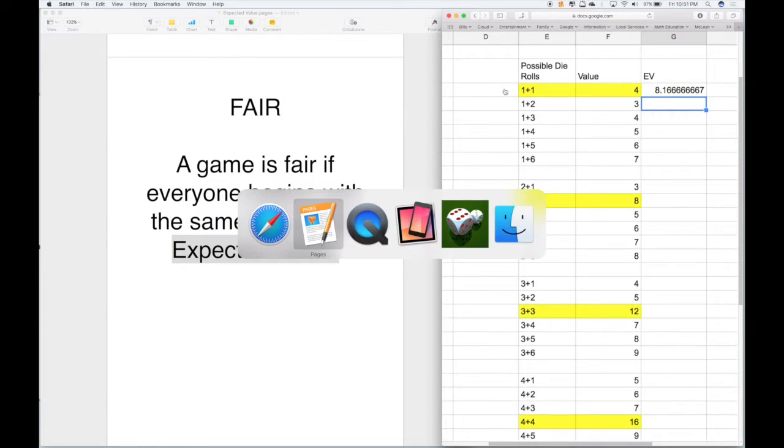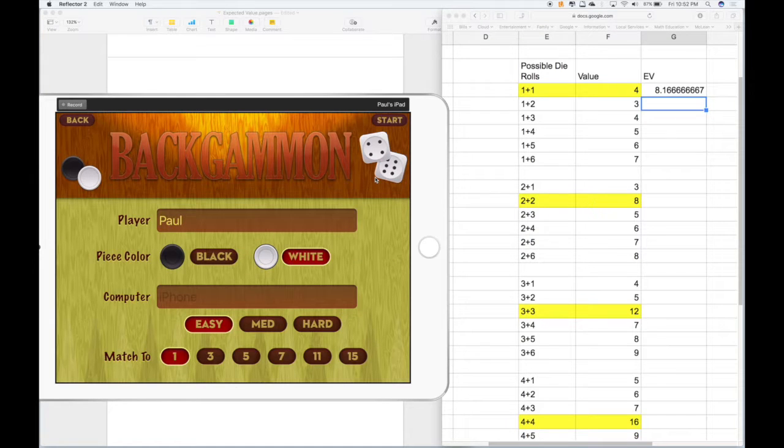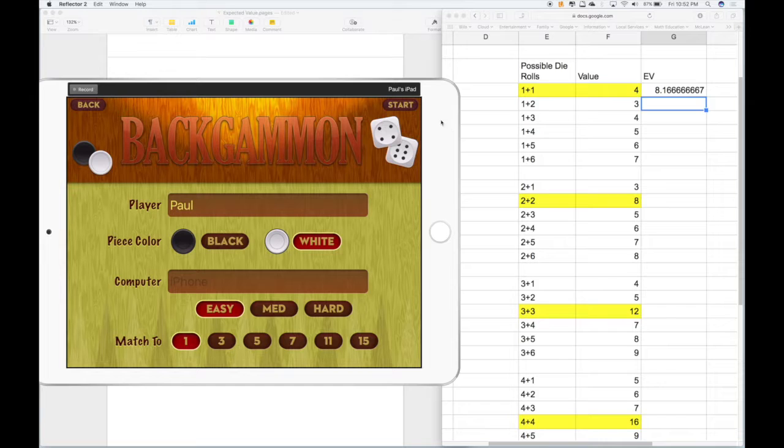But wait, what if you don't know how to play backgammon? Well, let's take a quick look. Here is an iPad backgammon game. It is me against the computer. The computer's named iPhone, even though it's on my iPad. It is set to easy, and I'll be playing the white pieces.